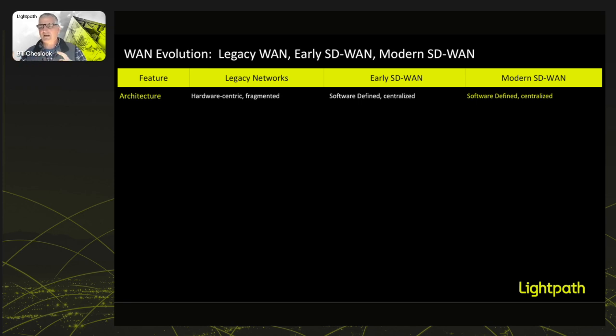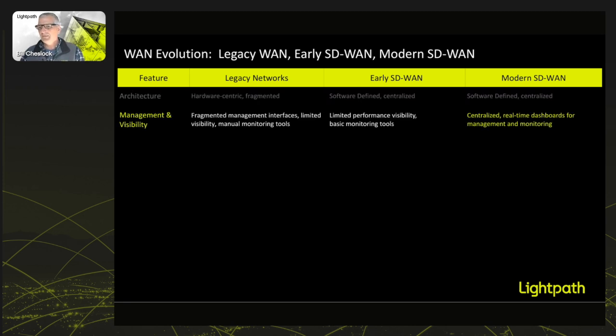Now we could start to have a console and configure things software-wise, not always having to send a technician out to a premise to make something happen. And finally, going to the modern SD-WAN, which has an even more tightly knit collaboration and coordination between various components, both routing components, security components, and access components. So that's how the architecture has shifted.